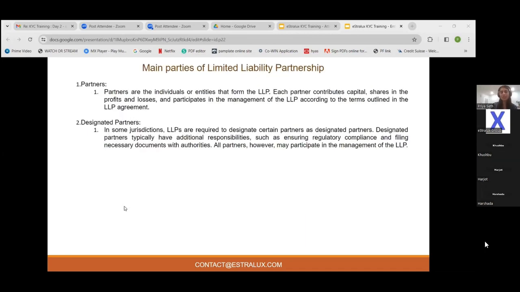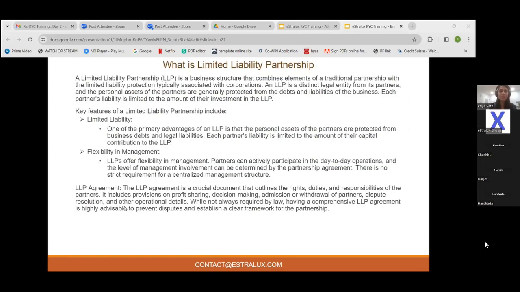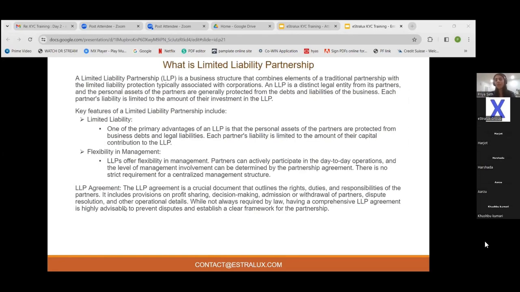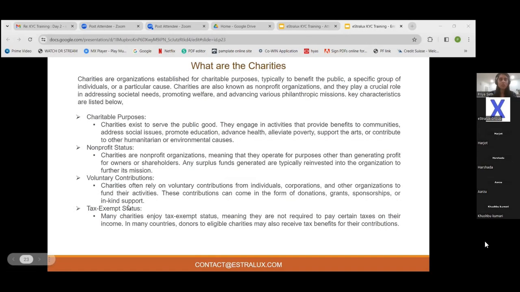Any questions on this? I'm not going into much detail, and like I said, I will only give you information from the perspective of KYC. So you just have to know, first, in an LLP there are partners who have equal responsibilities and liability. Secondly, there are two parties: first is partners and second is designated partners. The key features we study are flexibility of management, where everybody can manage, and limited liability. Okay, shall we move ahead?